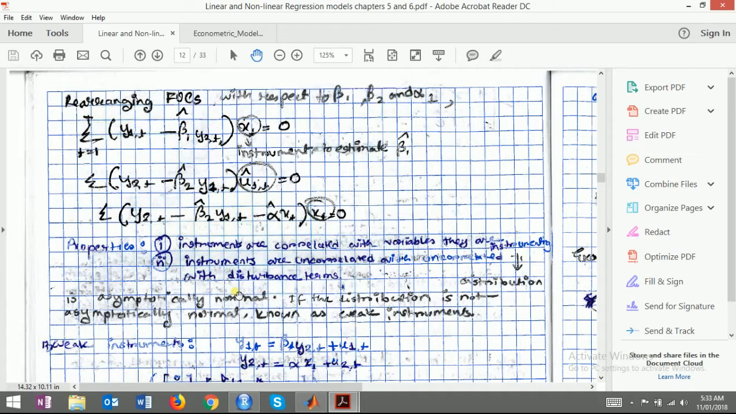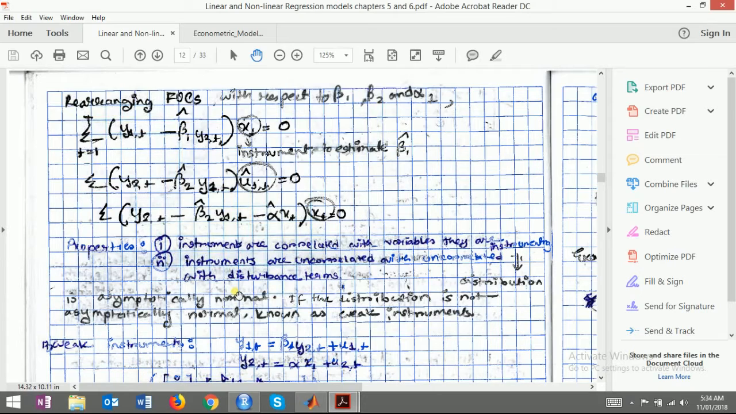or y2t minus beta 2 hat y1t multiplied to the error term u1t equals 0. Or this can be rewritten, without taking u1t, as y2t minus beta 2 y1t minus alpha hat xt multiplied to the instrumental variable xt, which also equals 0.